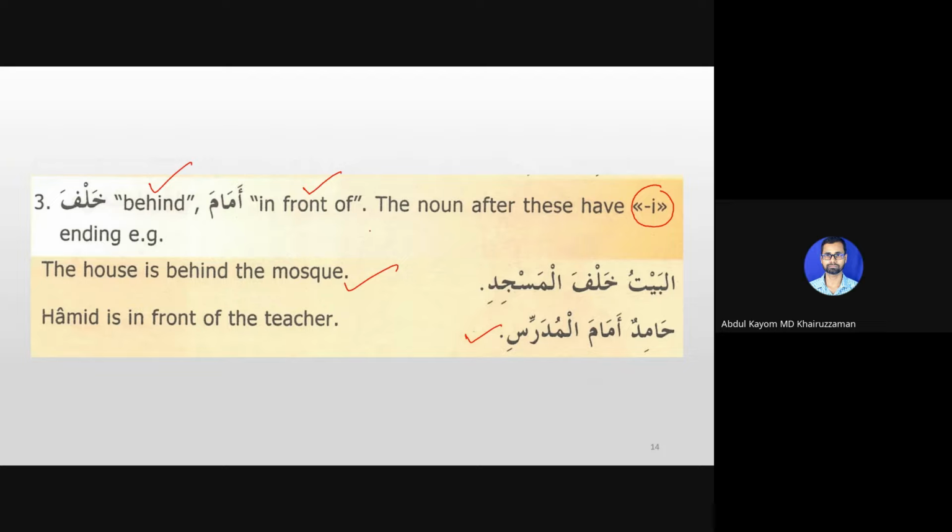So you can see after khalfa, al masjid is having kasra. We say khalfa al masjidi. We never say khalfa al masjidu or khalfa al masjida. That will be incorrect. Al baytu khalfa al masjidi. Hamidun amam al mudarrisi.